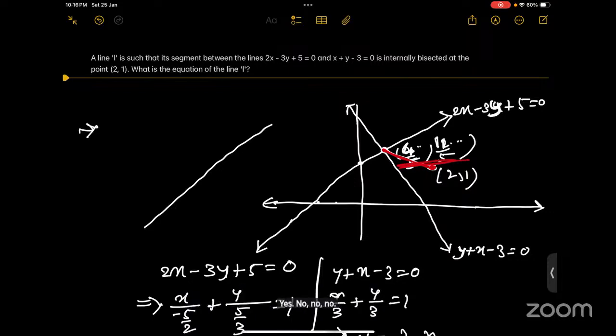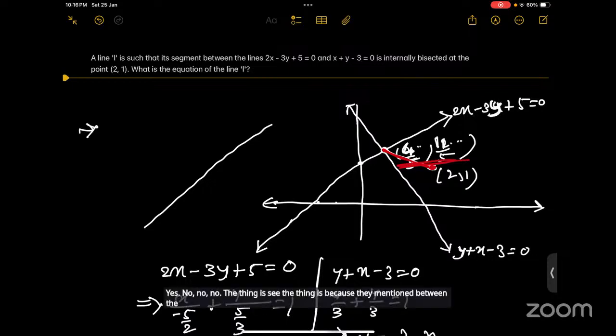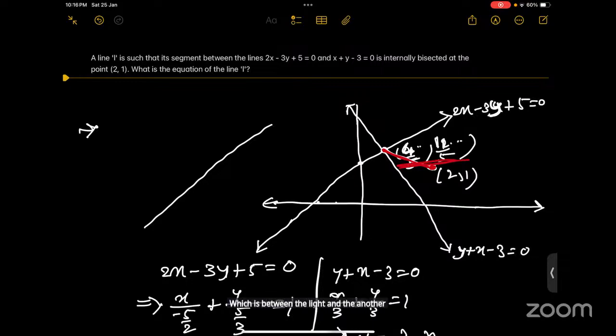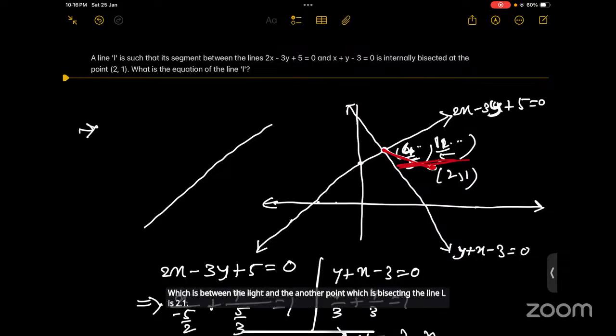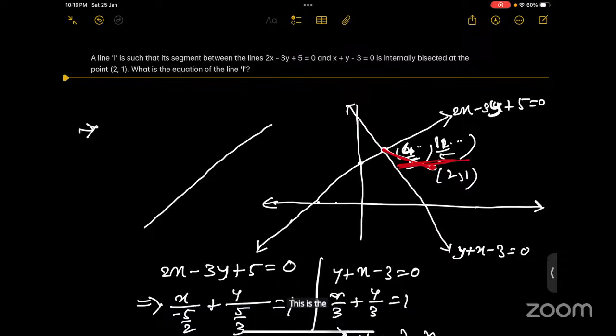The thing is, because they mentioned between the lines, you have to consider the point which is between the lines, and the another point which is bisecting the line L is 2,1. This is the hint. 2.1 or 2,1? Yeah, 2,1. Yeah, 2,1.